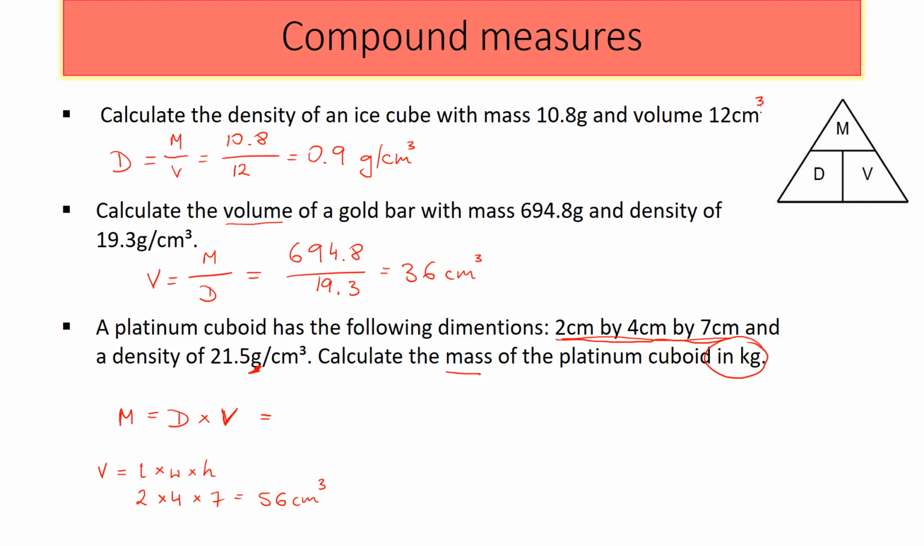So now to find the mass, I multiply the density, which is 21.5, by 56, and now we just need to calculate that. And remember, the answer will be in grams, so that's 1,204 grams. But we want it converted into kilograms. You need to know that 1 kilogram is equal to 1,000 grams. So to convert our answer to kilograms, we'll have to divide it by 1,000. So that is 1.204 kilograms, and this is our final answer in kilograms.